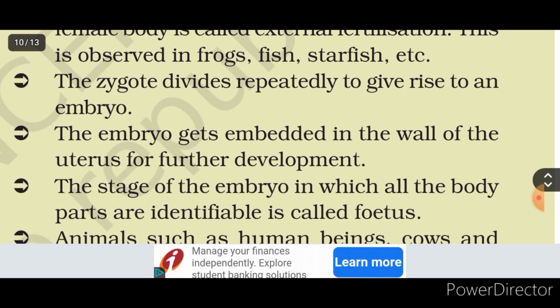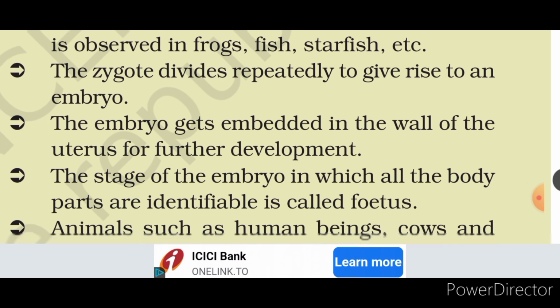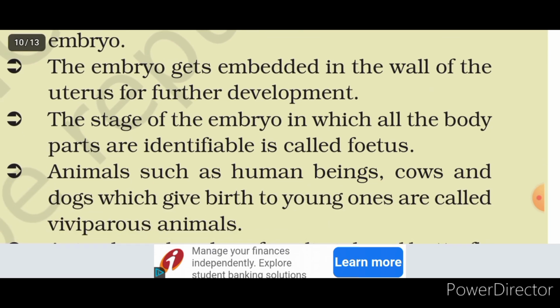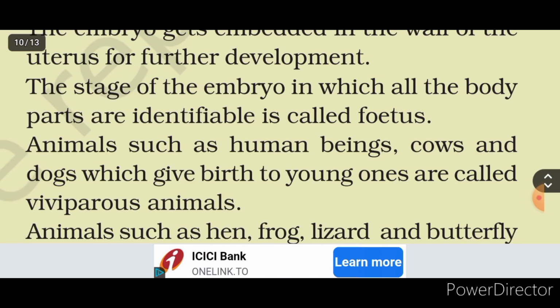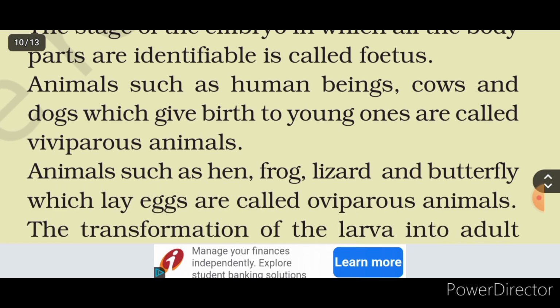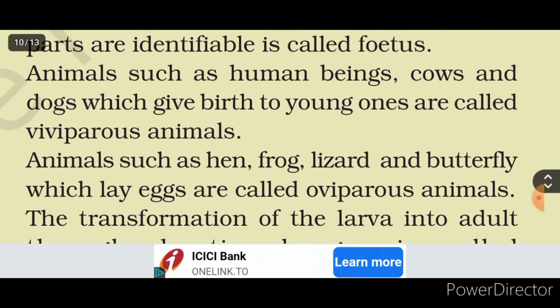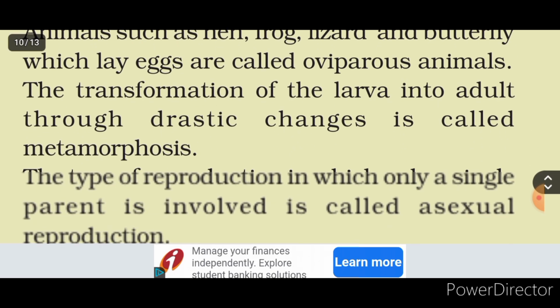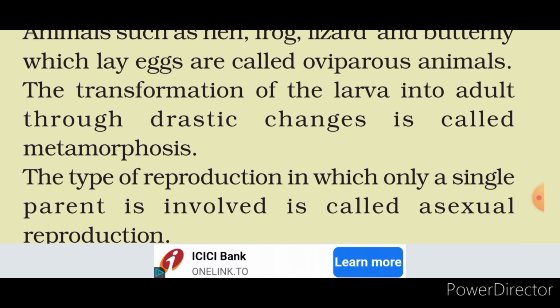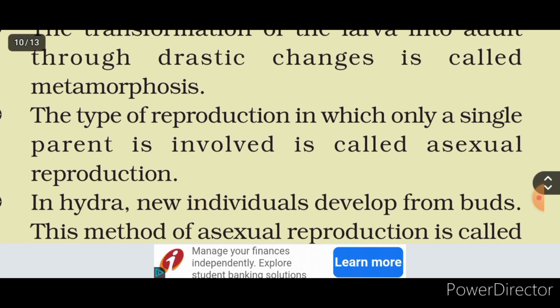The zygote divides repeatedly to give rise to an embryo. The embryo gets embedded in the wall of the uterus for further development. The stage of the embryo in which all the body parts are identifiable is called fetus. Animals such as human beings, cows, and dogs that give birth to young ones are called viviparous animals. Animals such as hen, frog, lizard, and butterfly which lay eggs are called oviparous animals. The transformation of the larva into adult through drastic changes is called metamorphosis.